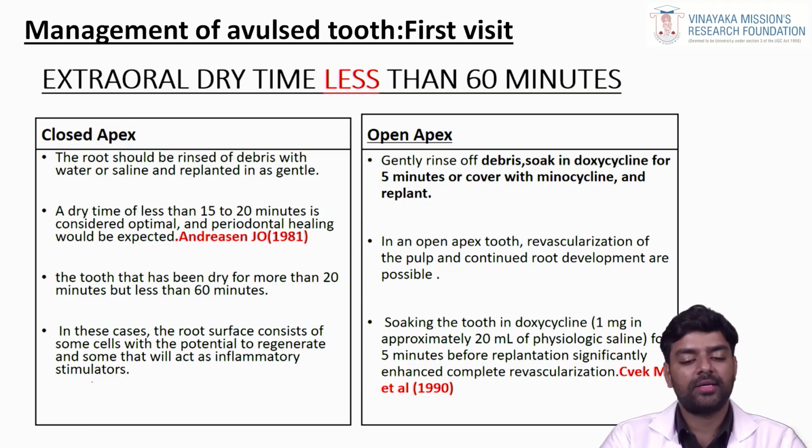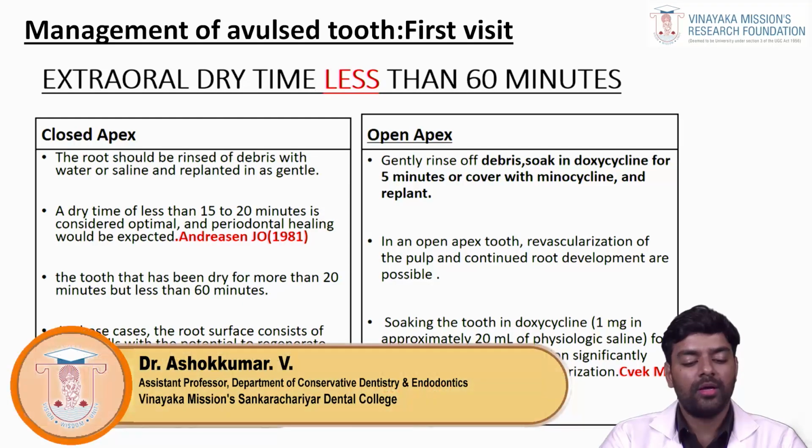Then for extraoral dry time less than 60 minutes, the first visit for a closed apex: the root should be rinsed of debris with water or saline and replanted as gently as possible. A dry time of less than 15 to 20 minutes is considered optimal and periodontal healing would be expected. Then teeth that have been dry for more than 20 minutes but less than 60 minutes.